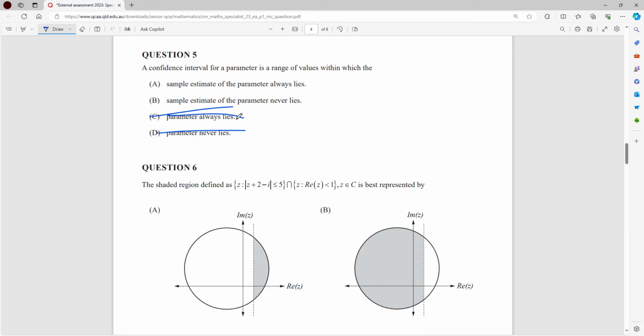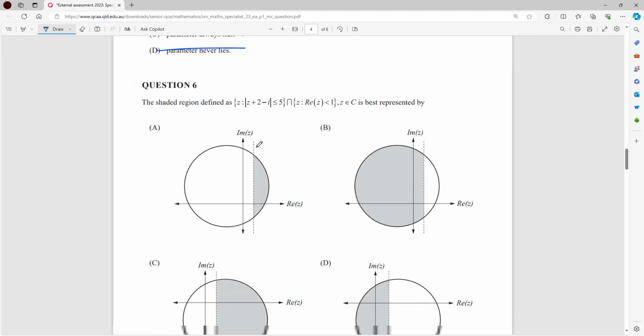Now, a sample estimate basically means that the range of values are going to be within that interval. So they're always going to lie within that interval. So answer A is the correct one. A sample estimate of the parameter always lies, okay? Right, let's take a look at question 6.